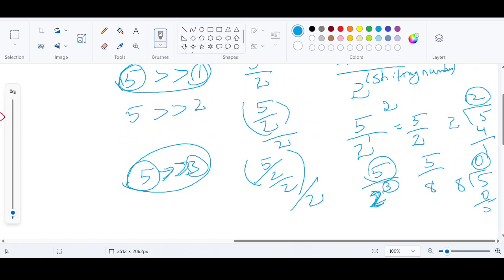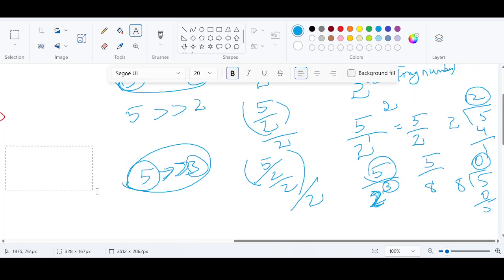Now, making sense? For the right shift operator, the formula is the number divided by 2 to the power of the shifting number. For the left shift operator, it is the number into 2 to the power of the shifting number.